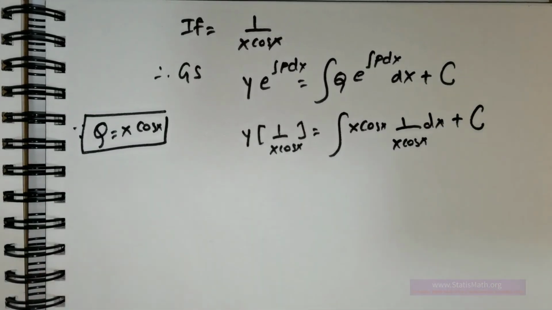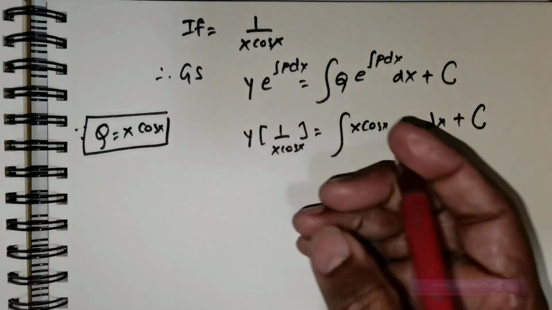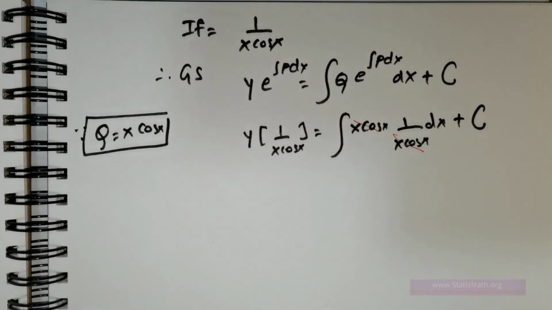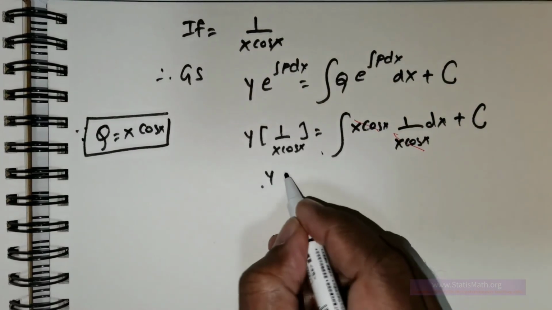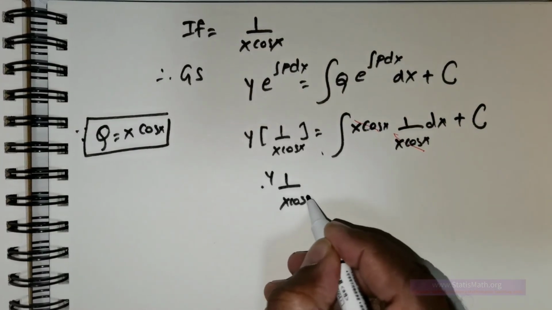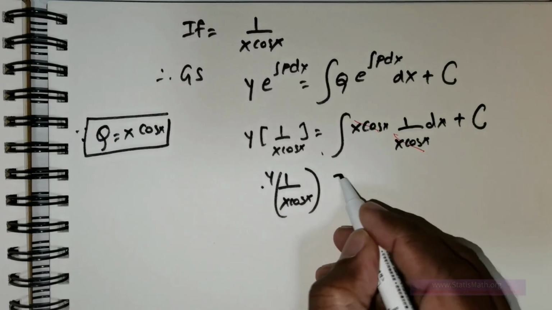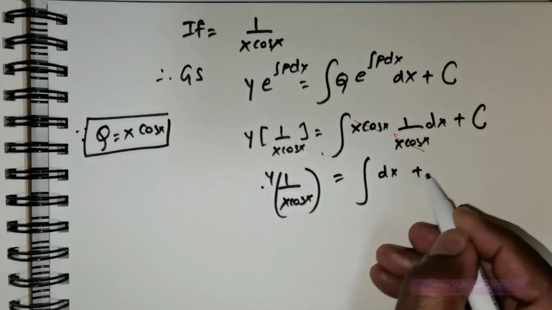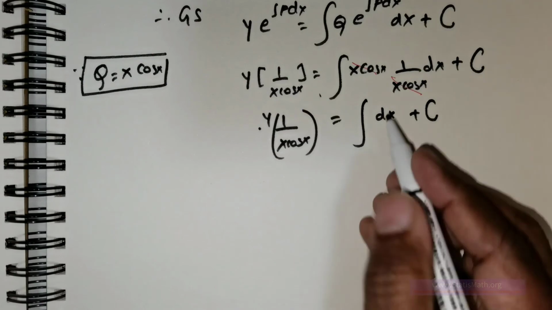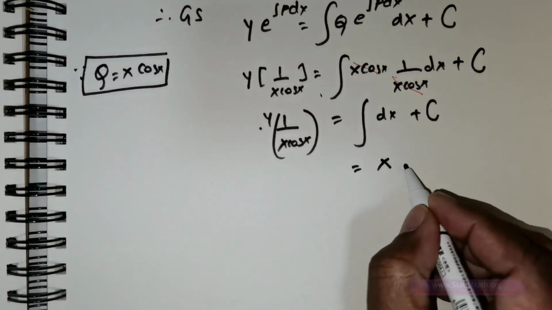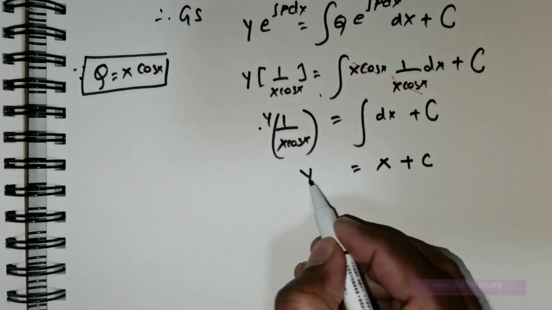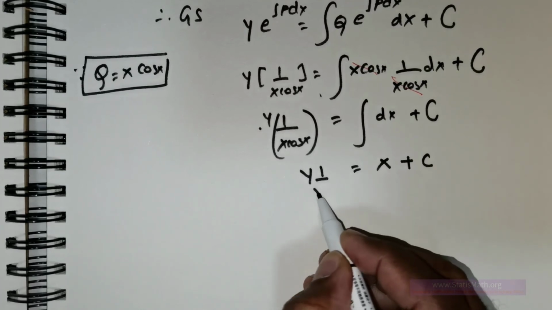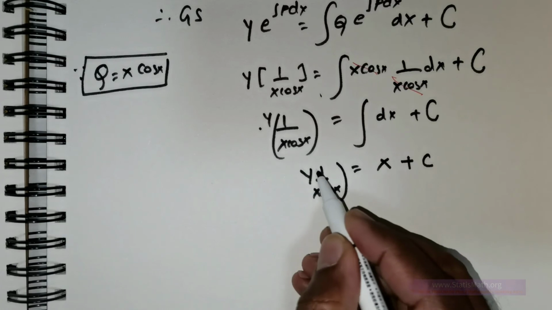plus arbitrary constant c. Now clearly this x times cos x will get cancelled. So this is going to be y times x cos x on the left side. On the right side is integral dx, plus arbitrary constant c. If you integrate this, you get x plus arbitrary constant c, and this is going to be y times 1 over x times cos x. So this is what I've got.